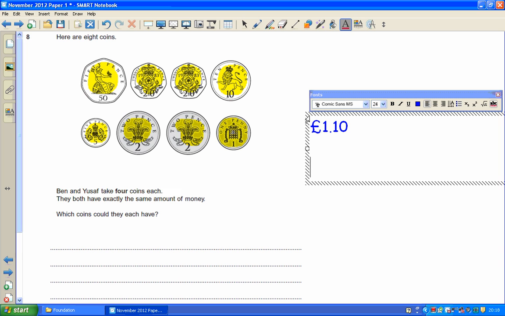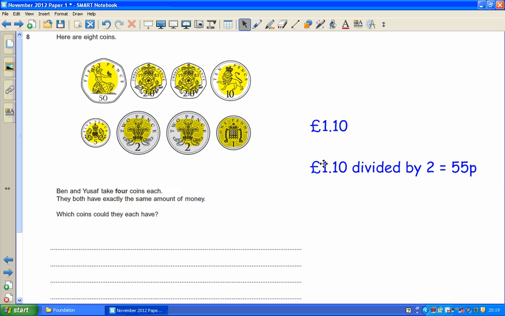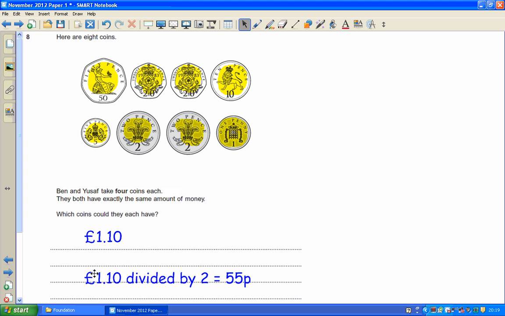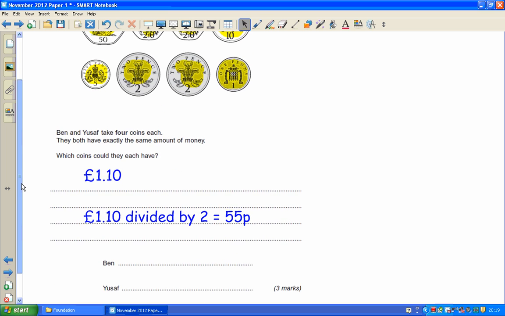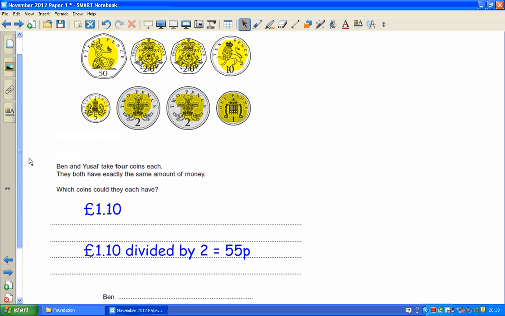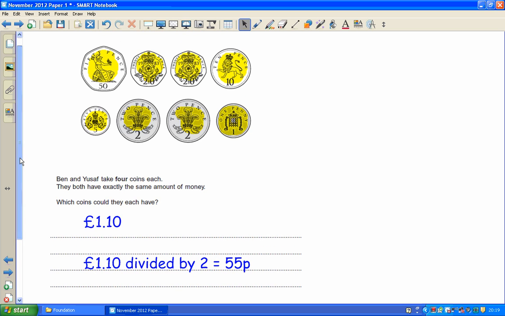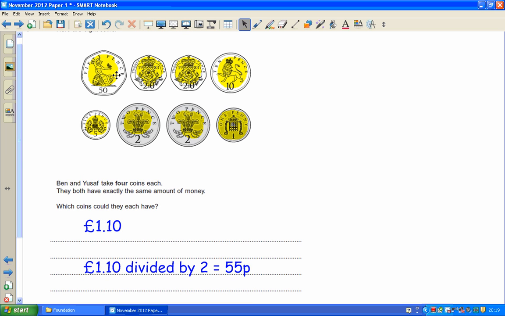Now they both get the same amount of money, so we need to halve that. Divided by 2, which is going to equal 55 pence. So now we know how much money they get each. They're going to get 55 pence each. So we now just need to find the coins which are going to make that work, to make them have 55 pence. Now there's lots of ways you could do this one. Oh no, it's 4 coins each. Sorry, not lots of ways of doing it. So how could we make 55 pence with 4 coins?